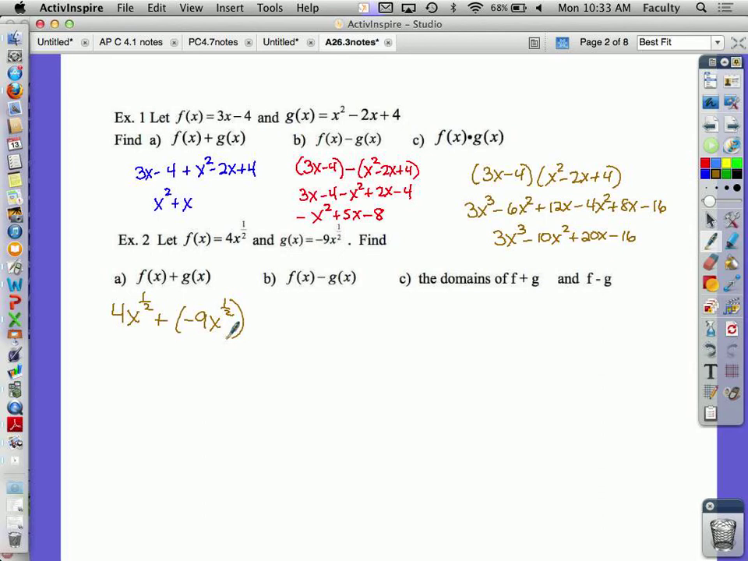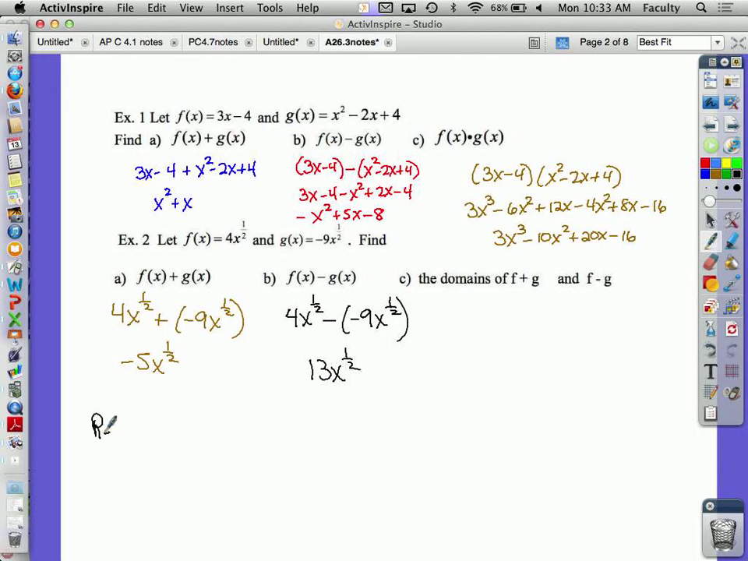Excuse me. This is negative 5x to the 1/2 power. In letter B, you're going to get 4x to the 1/2 minus negative 9x to the 1/2. So that's 13x to the 1/2. Okay, pretty simple. However, it's asking me what are the possible values, what are the domains of f and g? So f plus g or f minus g.